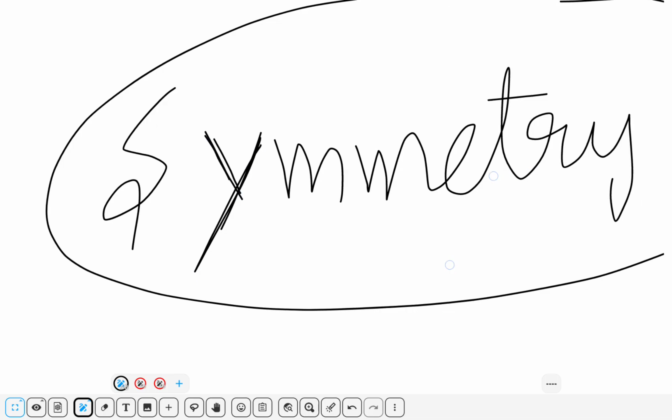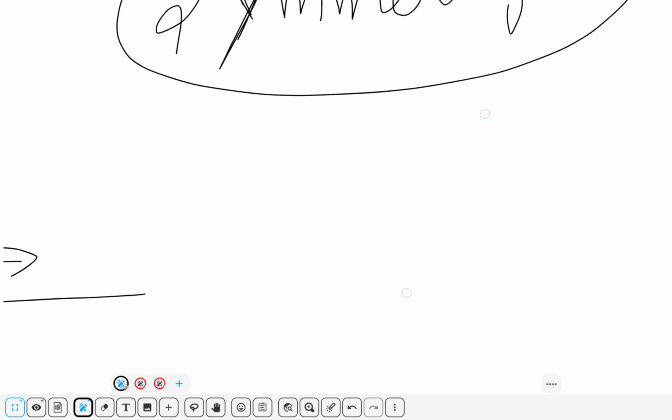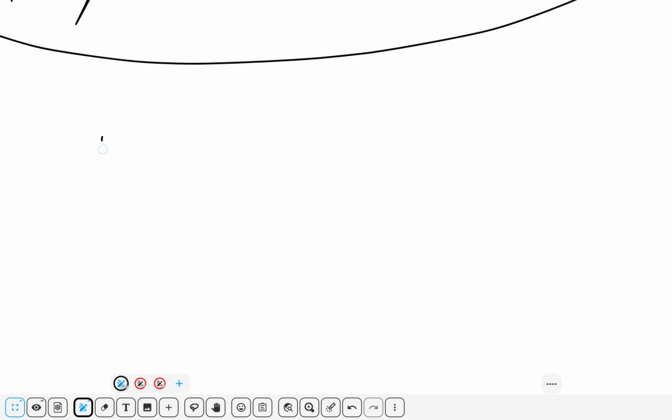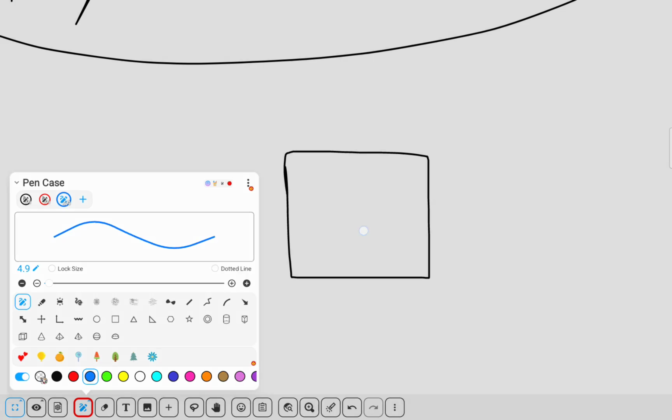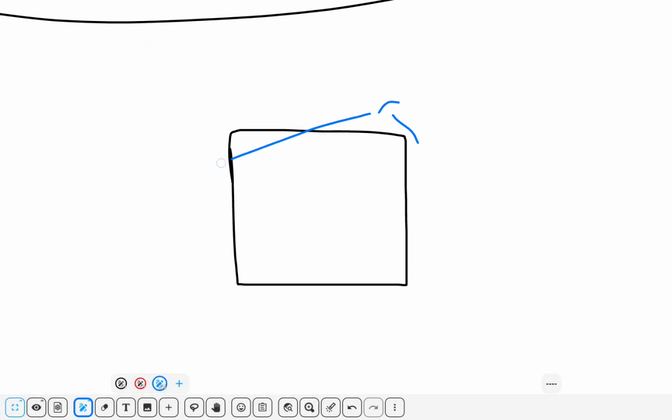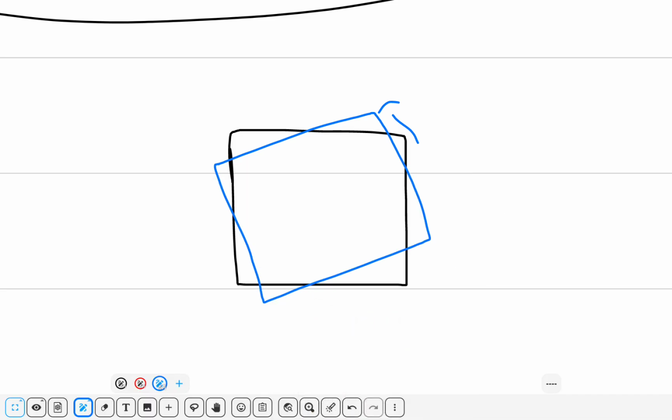What does symmetry mean? Let me give an example. What I mean by symmetry is, imagine you have a square, and simply tilting it a little. Let me use this. If I tilt it a little, you will easily tell that I have tilted it.